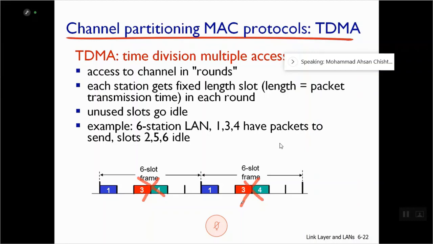And that's why a node is limited to the average rate of R by N, where R is the transmission rate of the channel and N is the number of nodes that are sending, because we have divided the time slots into N. All right. And this would be even when there is only one node to send. It will still have R by N, where N is the number of nodes that are connected to the broadcast link.